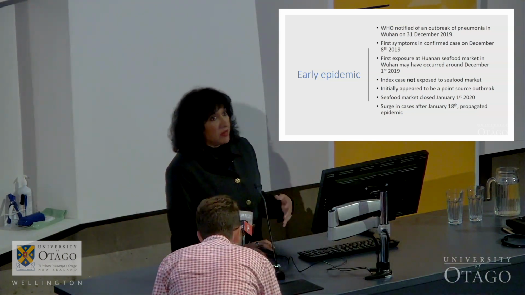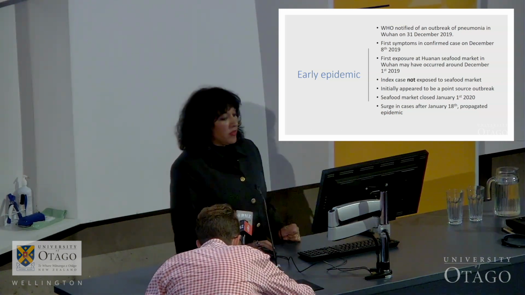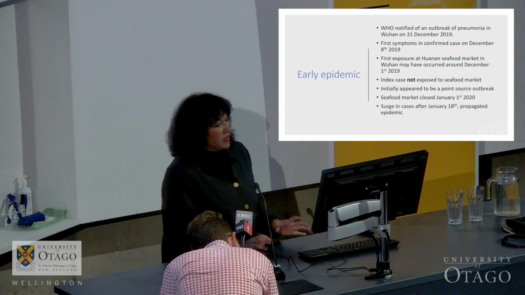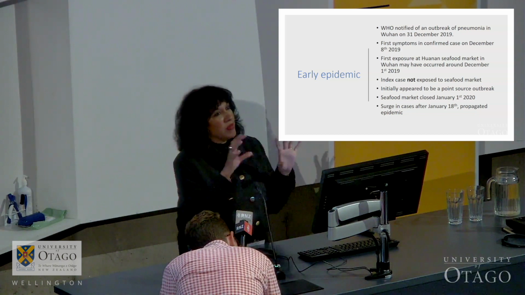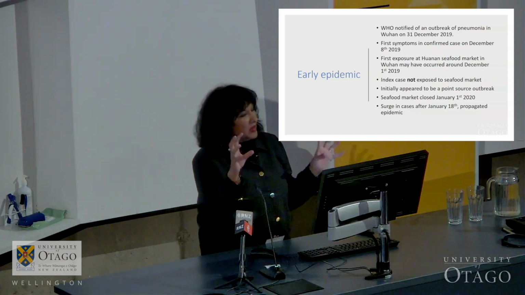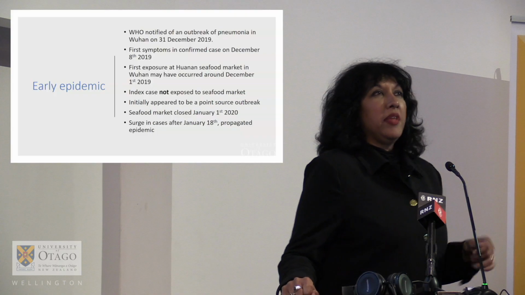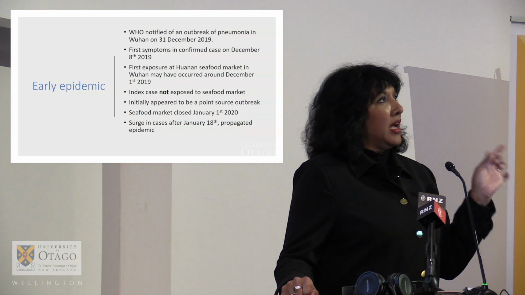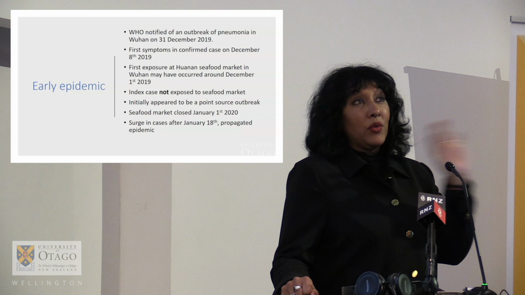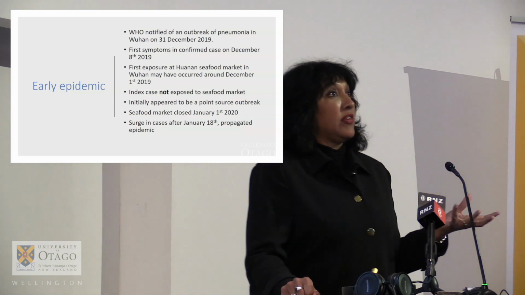So initially it seemed to be a point source outbreak from the seafood market, and the seafood market was closed on January the 1st. But then there was a constant number of cases, it seemed, from January the 1st till about the 12th to the 18th of January. It was about 50 cases. They say it might be because they were keeping their case definition very tightly restricted to severe pneumonia and not looking for milder cases. But there was a surge of cases after January the 18th.